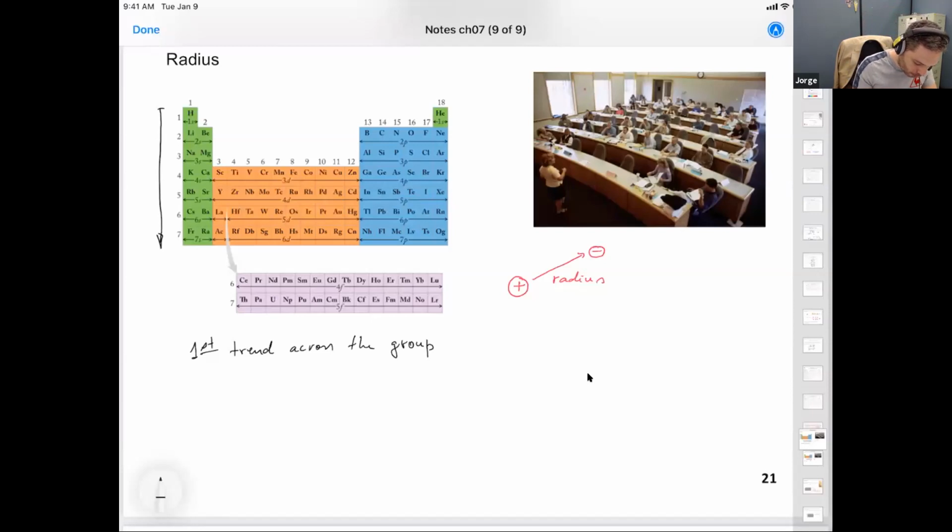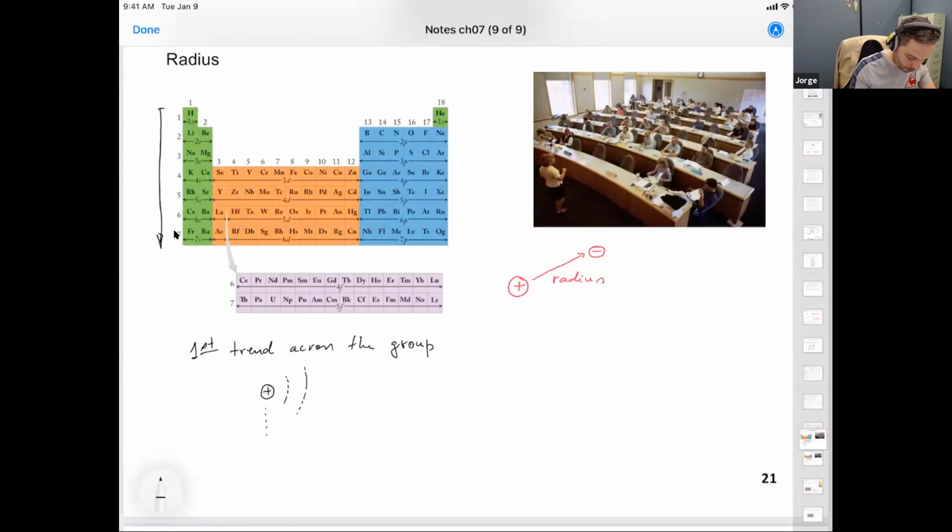So we know that once we move from the top all the way to the bottom of the column, what we are doing is moving from period number 2, 3, 4, all the way to the 7th. And each new period that we go down, that means another electron shell is going to be added to the element. So for example, if we are in the period number 2, we have 2 electron shells.